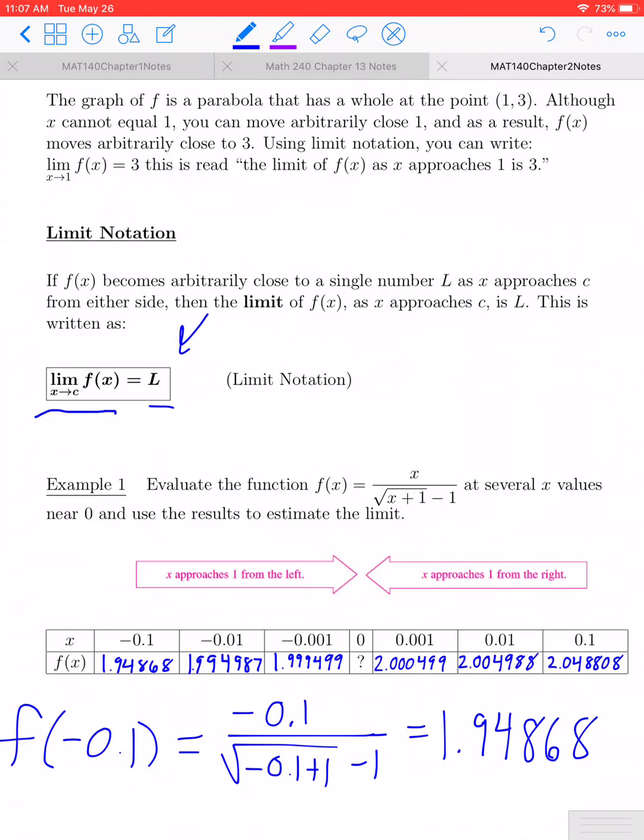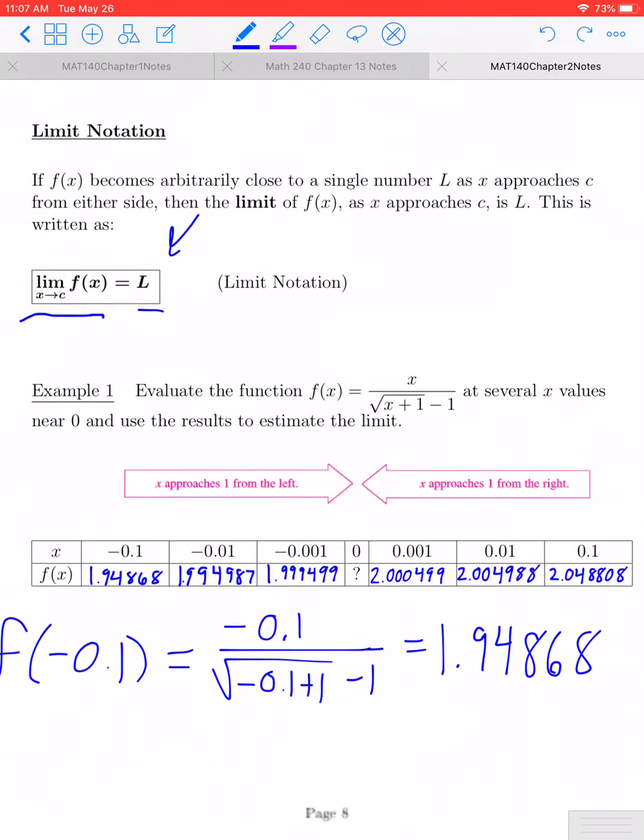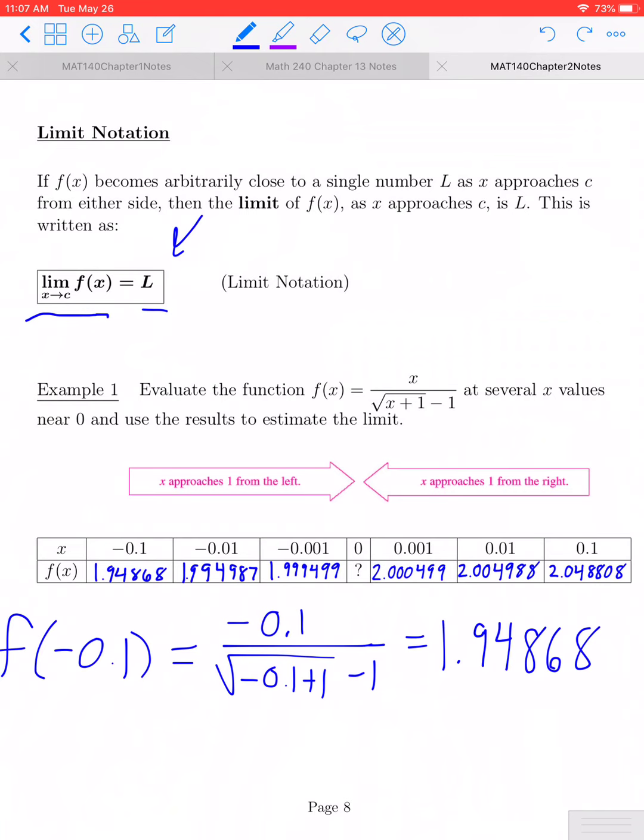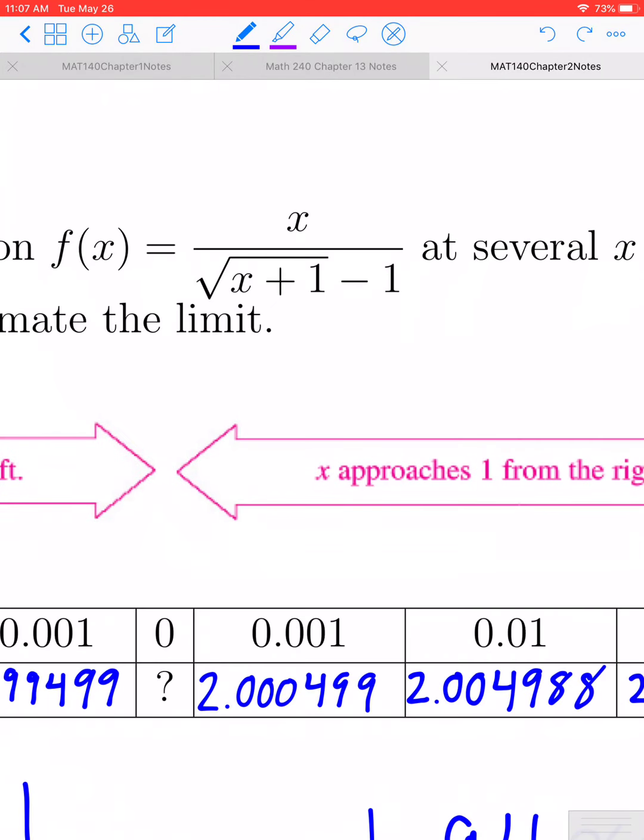Let's take a look at one together. In example one, they ask us to evaluate the function f of x equals x divided by the square root of x plus 1 minus 1 at several values of x near 0, and then use the results to estimate the limit. Okay. Again, for this function, when is this denominator equal to 0?